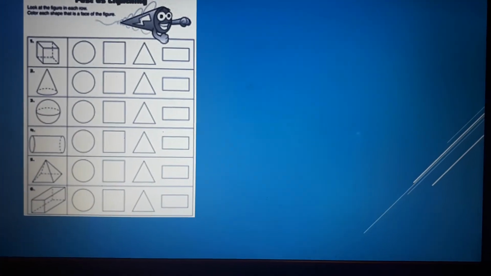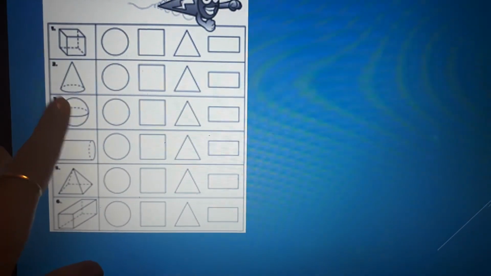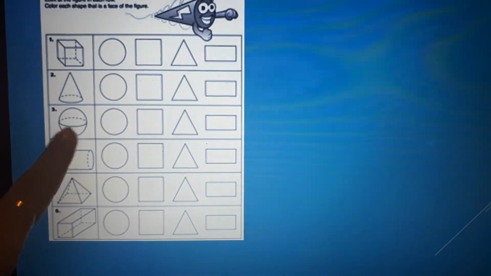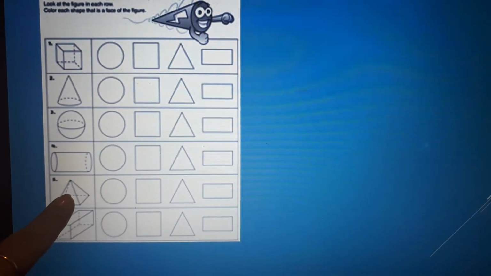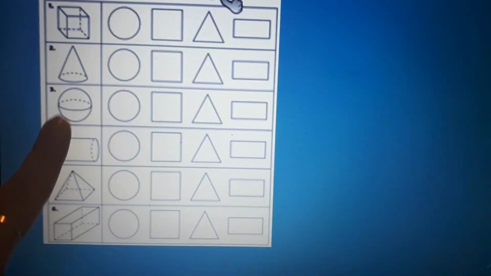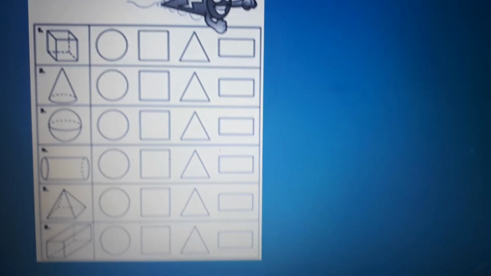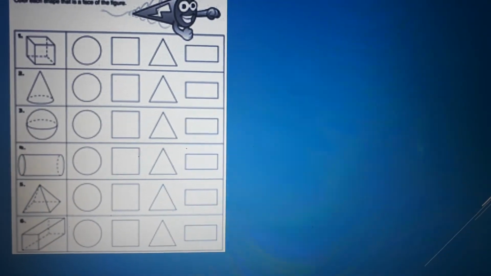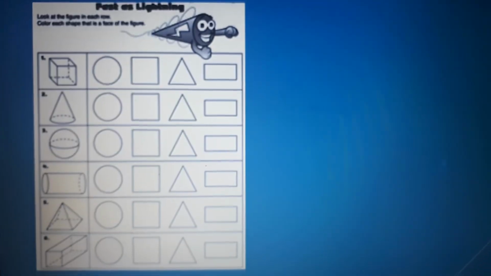Now look at this worksheet I posted for you here. We have cube, cone, sphere, cylinder, pyramid, rectangular prism. I want to know, for each of these pictures, which two-dimensional shape matches the three-dimensional shape that I have here. You will tell me, teacher, how? Sphere doesn't have a face, isn't it? There is no face. But when you look at the sphere, which two-dimensional shape will you use to make this a sphere? Yes, excellent. It is a circle.